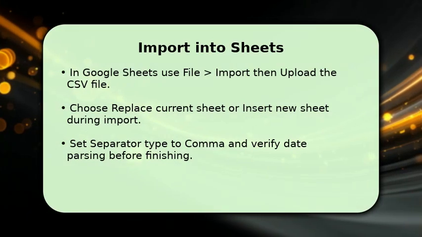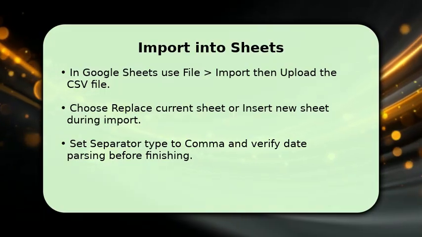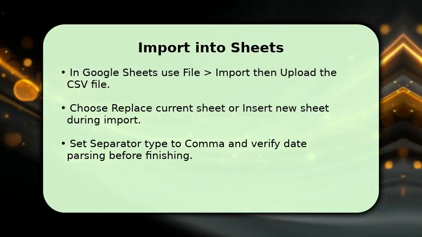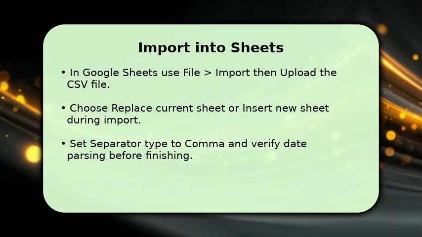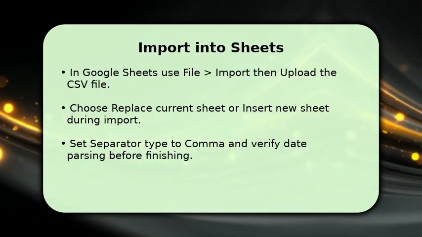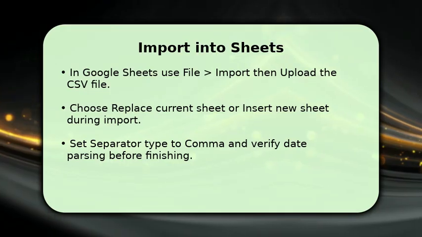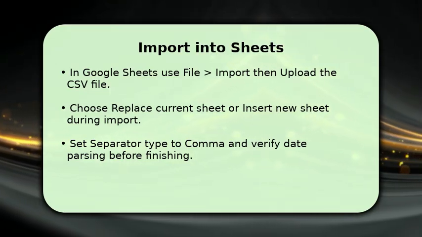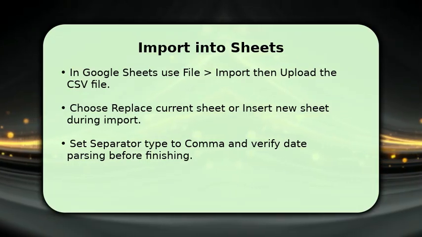In Google Sheets, choose File Import and upload the CSV file you downloaded from Yahoo Finance. Pick whether to replace the current sheet or insert a new sheet so your layout stays organized. Set the separator type to comma and confirm date parsing looks correct in the preview. Finish the import and check that Open, High, Low, Close, Adj Close, and Volume columns appear properly for further calculations or charting in your spreadsheet.